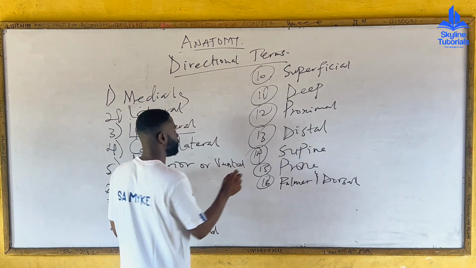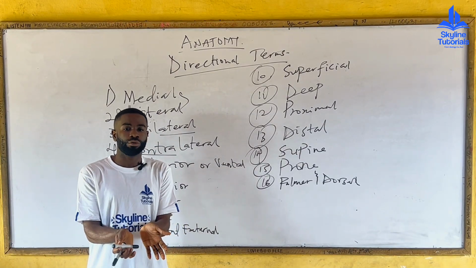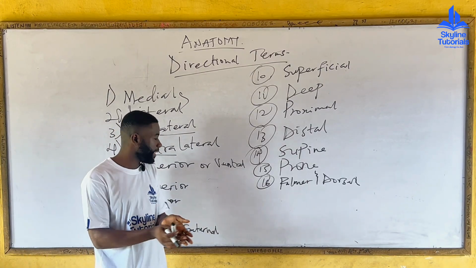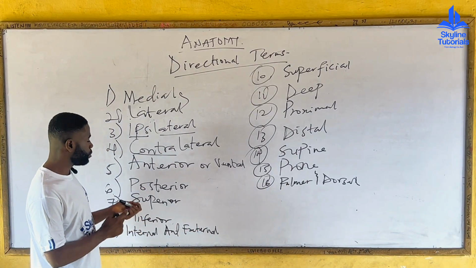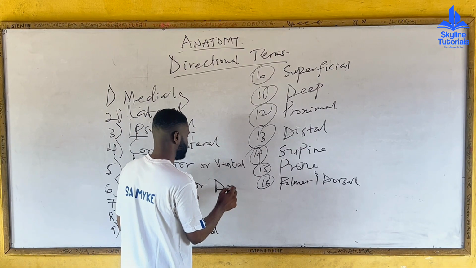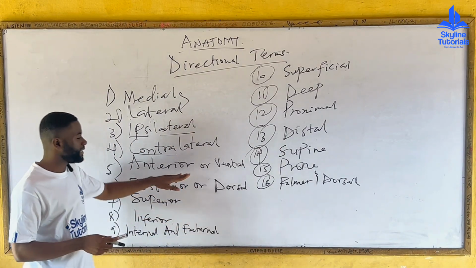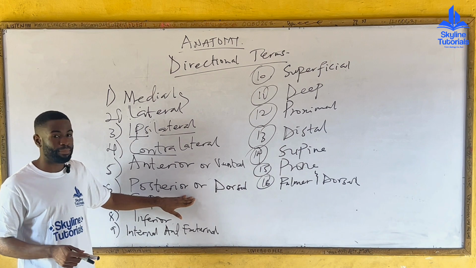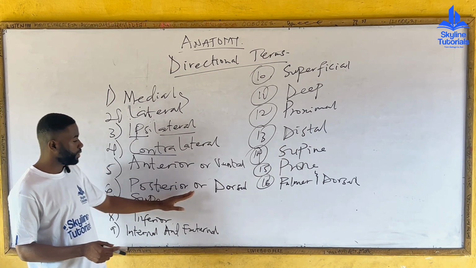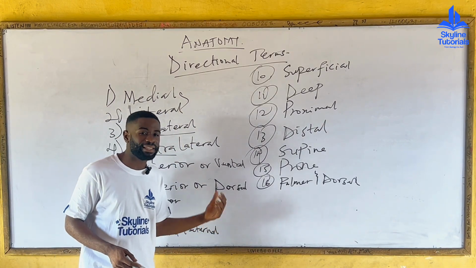We have anterior or ventral. Anterior can also be called ventral. This indicates positions that are in front. Okay? Take note of that. The next we have is posterior, or dorsal. This indicates positions that are towards the back. As anterior is towards the front, posterior is towards the back. They are directly opposite directional terms. Take note. Posterior can also be called dorsal. So anywhere you see this, they can be used interchangeably.